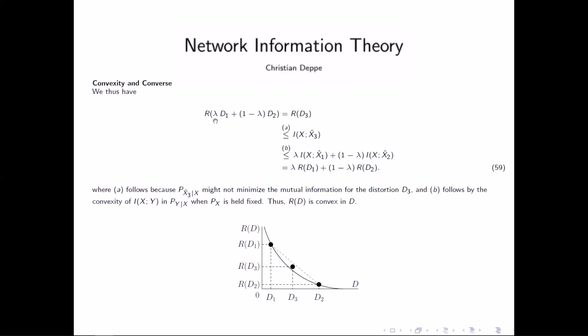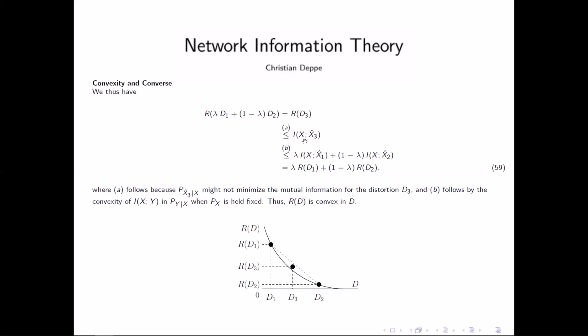Now we want to consider the rate of this point. The rate of lambda D1 plus 1 minus lambda D2 is equal to R of D3, as we showed. And now this R of D3, we do not know if the distribution P x3 is optimal. So we have here less or equal, that's less or equal to the mutual information between x and x3 hat, because perhaps there is a better distribution.